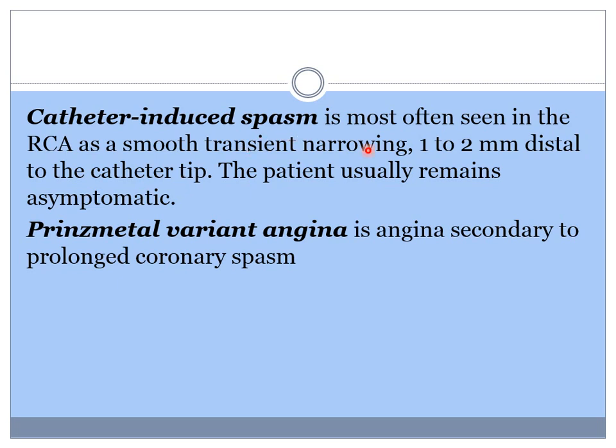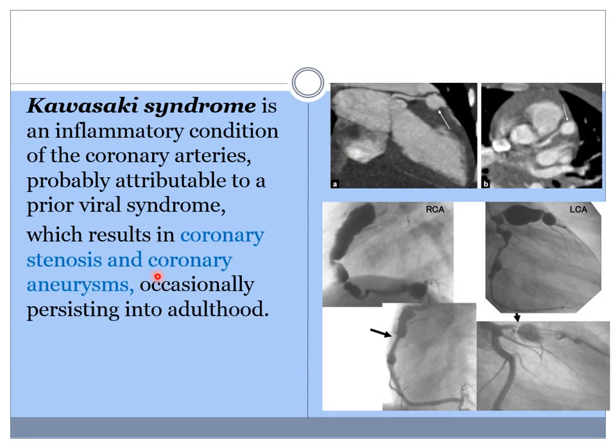Catheter-induced spasm is most often seen in the right coronary artery as a smooth transient narrowing 1 to 2 mm distal to catheter tip. The patient usually remains asymptomatic. Prinzmetal variant angina is angina secondary to prolonged coronary spasm.